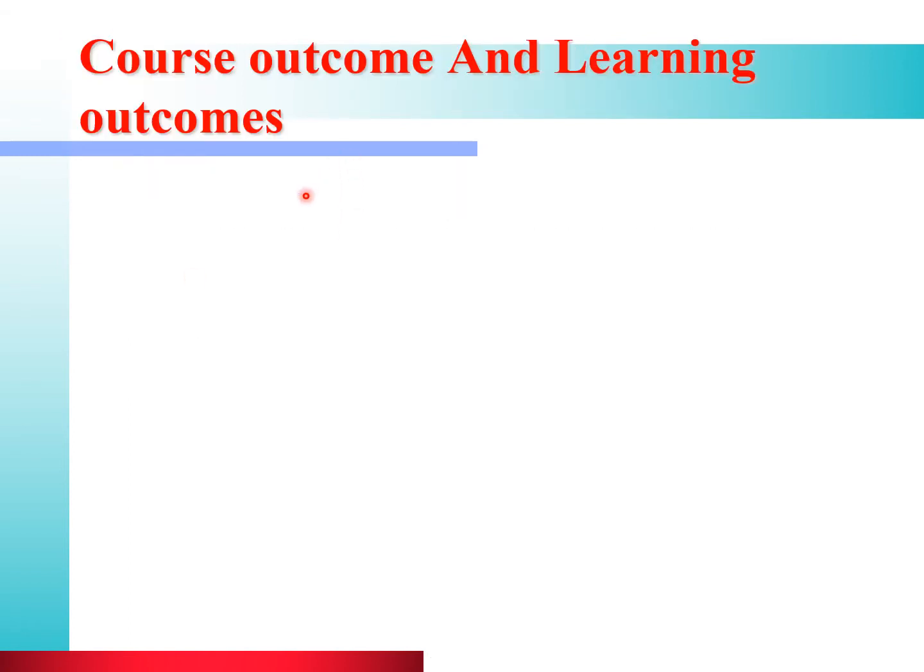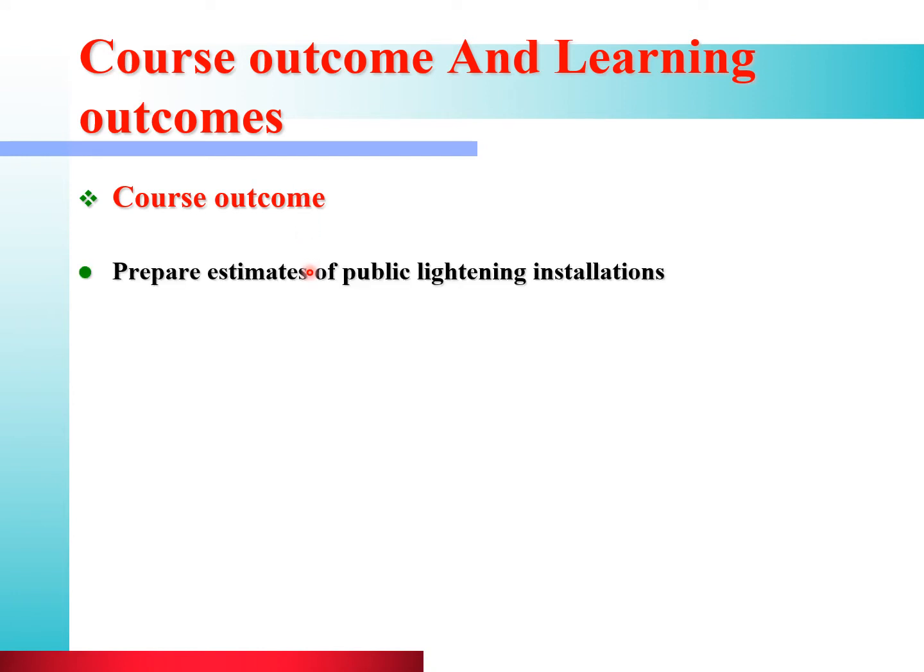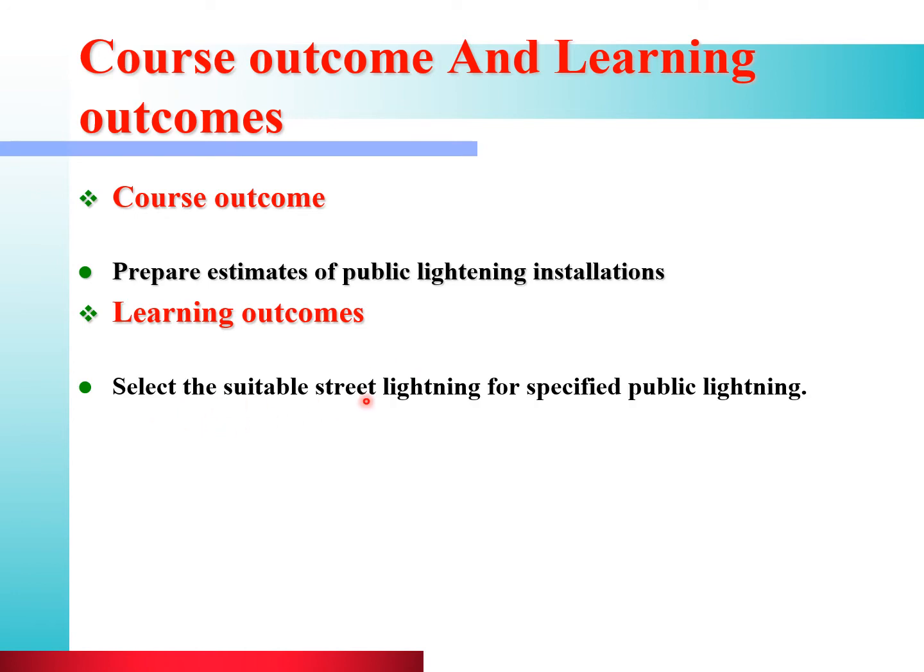Course outcome and learning outcome. Course outcome: prepare estimates of public lighting installation. Learning outcome: select the suitable street lighting for specific public lighting.